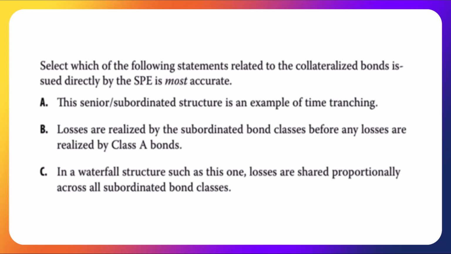Select which of the following statements related to the collateralized bonds issued directly by the SPE is most accurate. The senior subordinate structure is an example of time tranching. No, it is an example of credit tranching. Losses are realized by the subordinated bond classes before any losses are realized by the Class A bonds. That is a true statement. In a waterfall structure such as this one, losses are shared proportionally across all subordinated bond classes. No, they are not. So B.